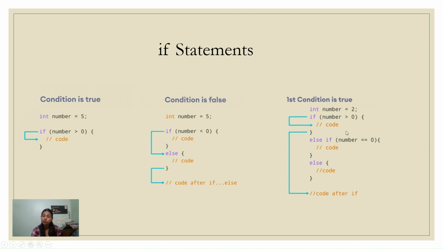Then this block of code, which is inside this if statement, is going to be executed. But if this statement is not true, then what will happen? Then it is going to check the else if, and if the condition of this is true, then it is going to execute this else if block. And if this is also not true, then at the end it is going to execute this.